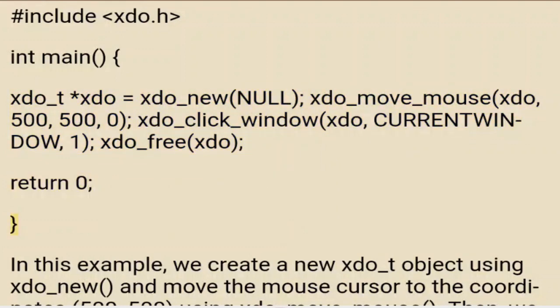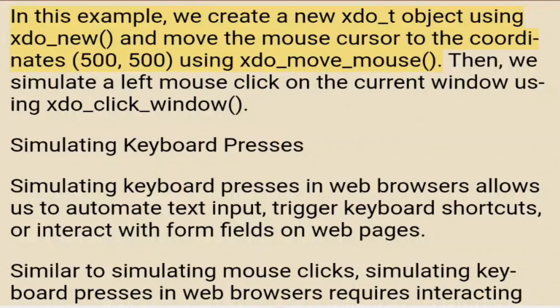Return 0. In this example, we create a new xdo_t object using xdo_new, and move the mouse cursor to the coordinates 500, using xdo_move_mouse. Then, we simulate a left mouse click on the current window using xdo_click_window.